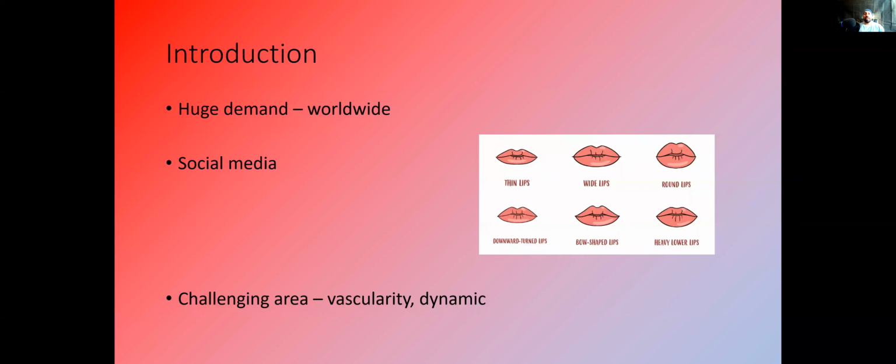Social media portrays lips as being a very sexy part of the face. And from a practitioner's point of view, it's a very challenging area. It's a thing that we do very often. I'm sure some of you see many lip patients on a daily basis, but it's still a very challenging area, because no two lips are the same.